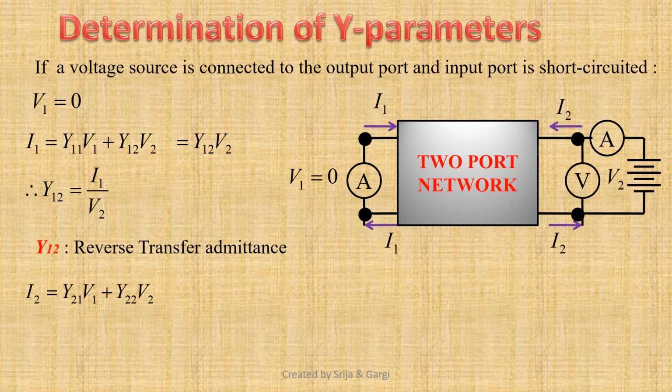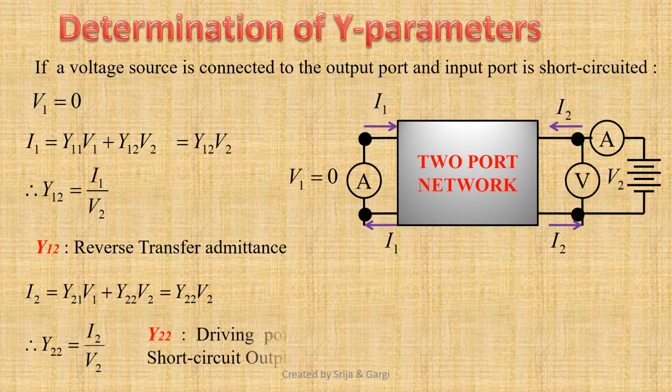When V1 equals 0, the second equation reduces to I2 equals Y22 V2. Therefore, we get Y22 equals I2 by V2. This is termed as driving point admittance at port 2 or short circuit output admittance. Both Y12 and Y22 are measured in mho.